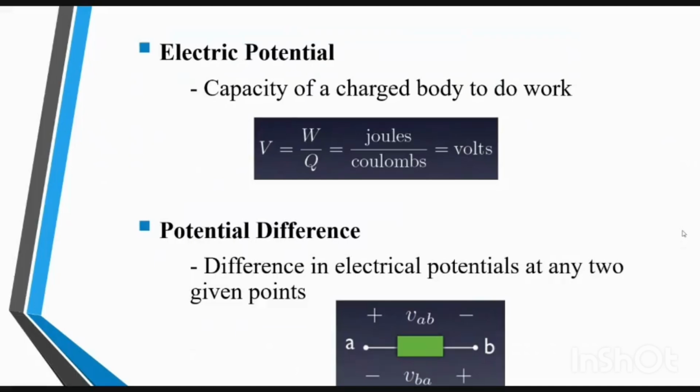Electric potential. The electric potential is the capacity of a charged body to do work. That is V equals W by Q, work done divided by charge. The unit is joules per coulomb or volt.